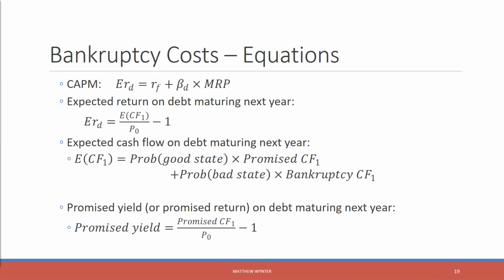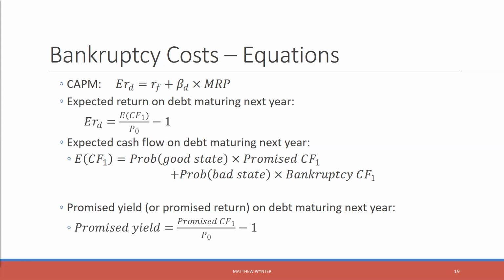Now, before we move on to the promised yield, let's just take a second and look at that expected cash flow equation. If I'm a bondholder and I know that the bankruptcy cash flow is going to be low, then I'm going to require that the promised cash flow be higher in order to keep my expected cash flow the same. Meaning, if I know that if the firm goes bankrupt, they're going to have less cash to pay me, then for the promised cash flow, you're going to have to pay me a lot more to make me comfortable lending to you in the first place.